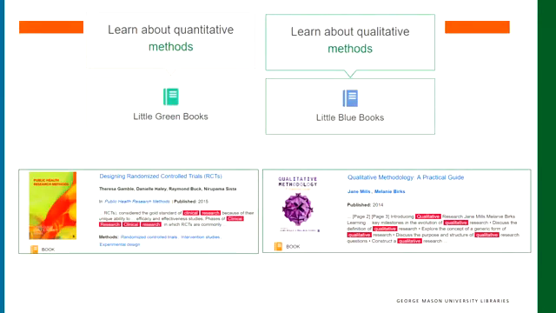A couple of important things at SAGE are the little green books and the little blue books. The little green books talk about quantitative methods in research. For example, designing randomized controlled trials in a book called Public Health Research Methods. The little blue books are qualitative methods. These would be focus groups, interviews, ethnography, narrative reviews. This is the kind of research that would be found in something called Qualitative Methodology, a practical guide.